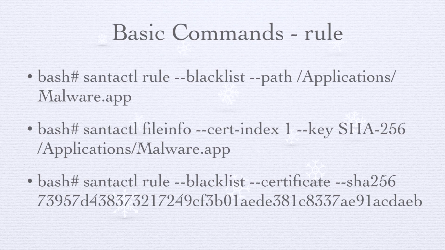So this is the cool part here. With fileinfo, I can get cert index 1, get the hash value of the malware app of cert index 1. Remember that SHA of the certificate, the thumbprint we talked about earlier? I can create, you can see line number 3, a blacklist against the signing certificate that was used to sign malware.app. So in that case, any application created by that developer is going to be blocked, regardless of the version, regardless of the name, the hash value of the binary. We're blocking that signing cert.